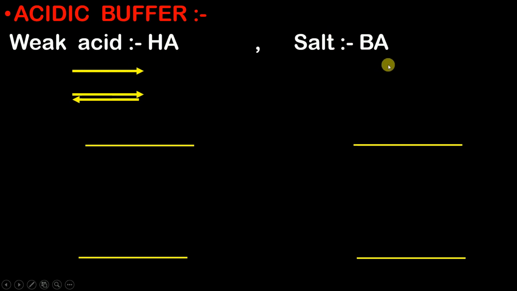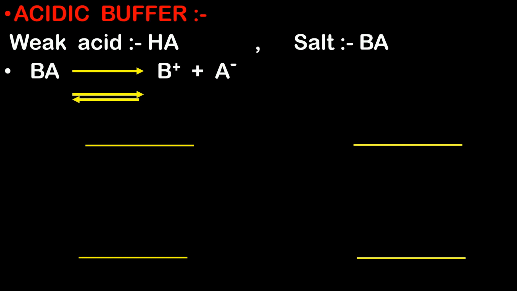Now as we all know, salt is a strong electrolyte, and since it is a strong electrolyte, almost completely BA will get dissociated into B plus and A minus ions. So out of, let's say, 100 moles of BA, 100 moles will get dissociated into B plus and A minus ions. So it is getting completely dissociated into its ions.